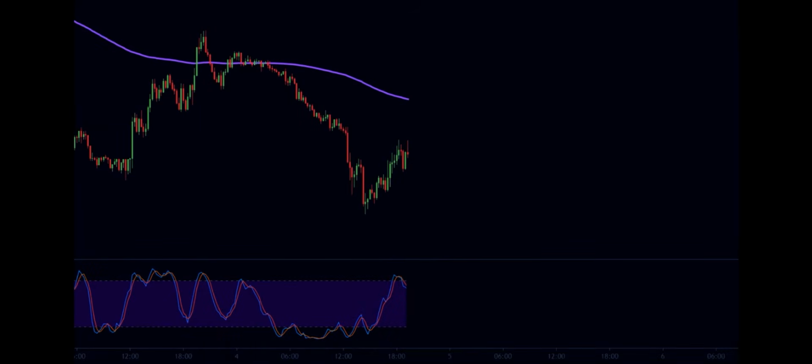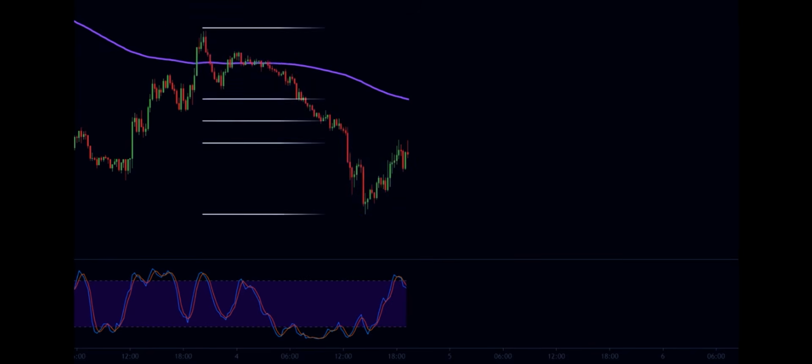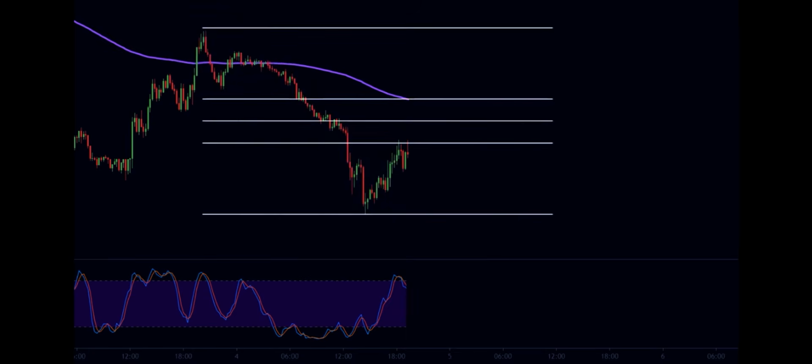After identifying the trend, we will identify the recent impulsive move and plot the Fibonacci retracement levels. Here is the recent impulsive move. We connect the high and low of this move to plot the Fibonacci levels. Now we wait for our entry.